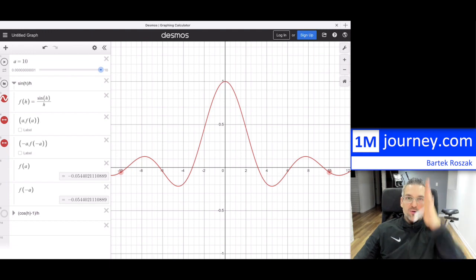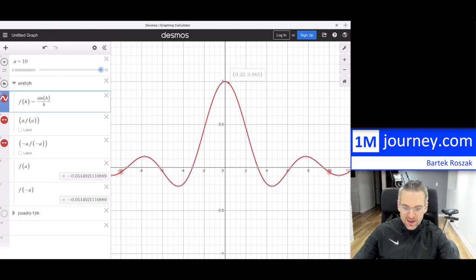So I can see that this graph at 0, it looks like it's at 1. But if you go to 0, it should be undefined because we have an h in there, and indeed, that's what you see there on the screen.